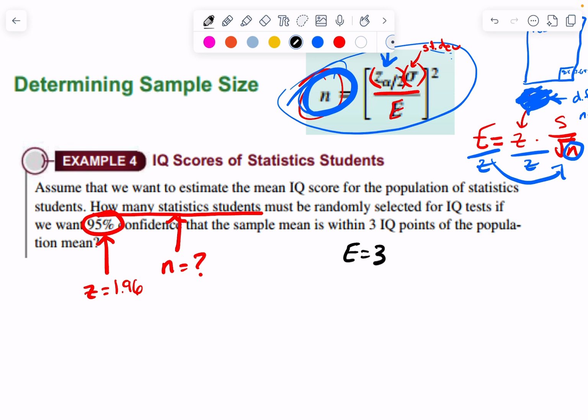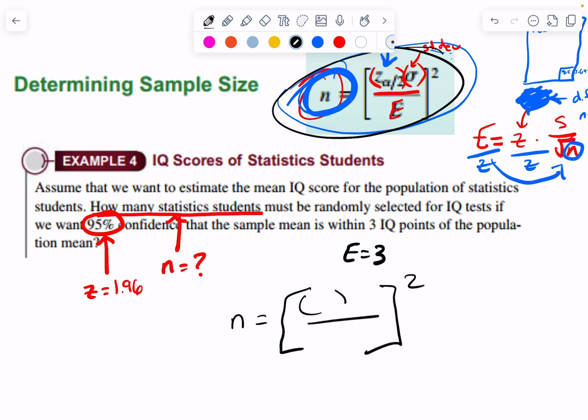Okay, so I'm going to plug it in here, and I'm solving for n, and I do this big long thing that I'm going to end up squaring. I'm taking z times the standard deviation, and dividing by the error. Okay, what's my standard deviation? Oh shoot, I can remember this from last year.